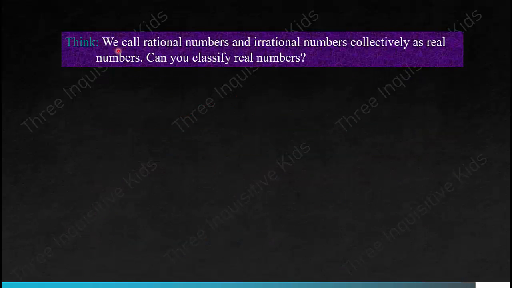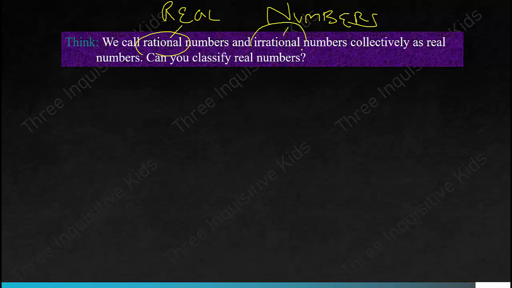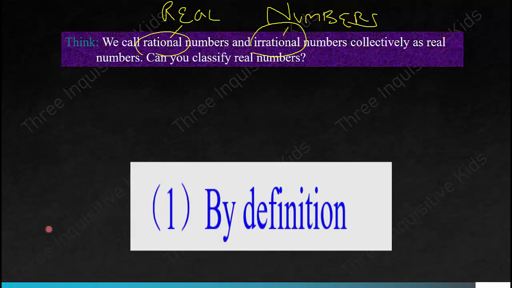Okay, think. We call rational numbers and irrational numbers collectively real numbers. Can you classify real numbers? Okay, so this is something big right here. The whole part of this was real numbers, right? So even the title of this lesson is real numbers, and it includes rational numbers, and it also includes irrational numbers. So let's see the different ways we can classify them.